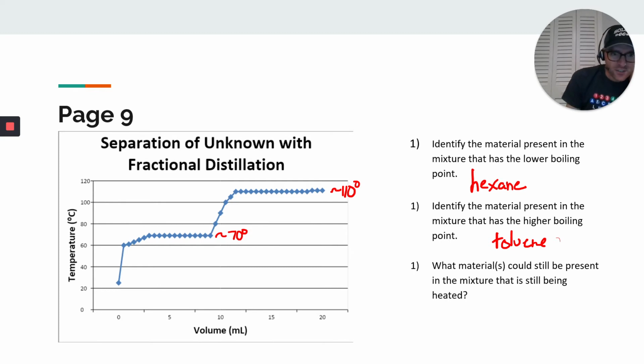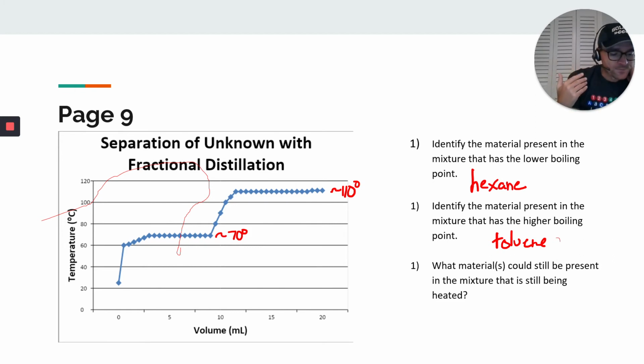So again, if we look at our temperature, it started right down about 20 and we're up to 110. So anything with a lower boiling point than toluene, we know is not in the mixture. Hexane is and toluene is. But as we look at our table for acetone, there's no plateau at 56 degrees, so there's no acetone.